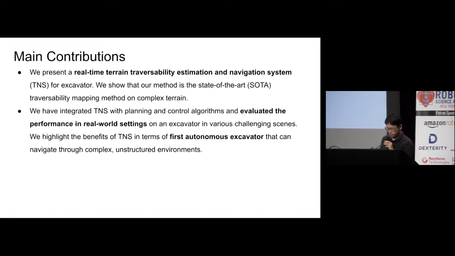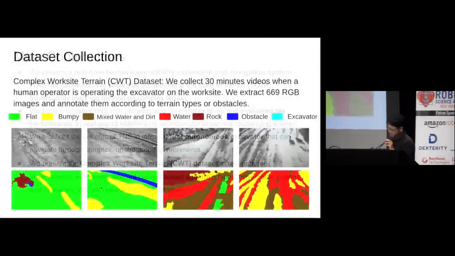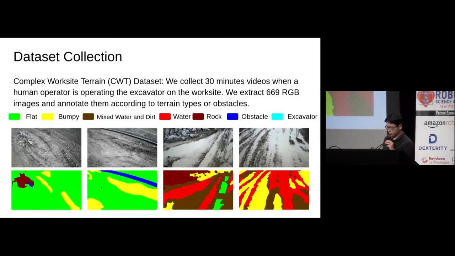complex, unstructured environments. And in the end, we present a complex worksite terrain dataset in an unstructured environment with 7 different classes based on different terrain types, traversable regions, and obstacles. We will release the dataset. The dataset is collected on an excavator while a worker is navigating through a construction site. We extracted 669 images from 30-minute videos and annotated the data according to terrain types and obstacles.